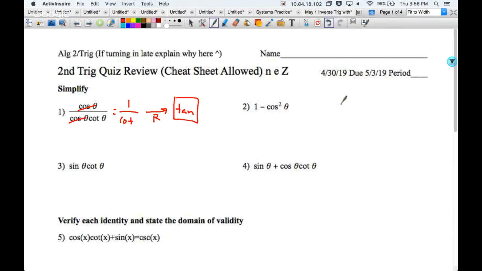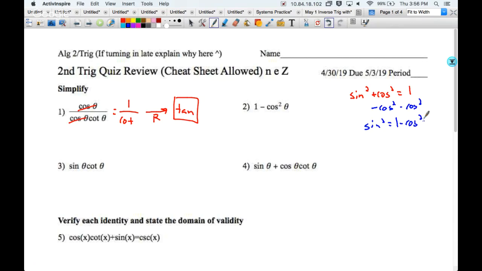1 minus cosine squared. Well, I could start trying to rework this. It might be kind of difficult. What's a better option is to recognize that 2 of these elements come from our Pythagorean identity. So if I write my Pythagorean identity off to the side, I can change this to look like this, and then just do a single substitution. So this says 1 minus cosine squared. How can I make this look like 1 minus cosine squared? Just by subtracting cosine squared from both sides. Now I've got that sine squared equals 1 minus cosine squared.